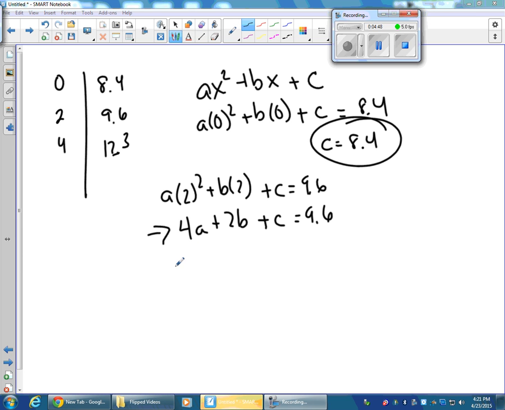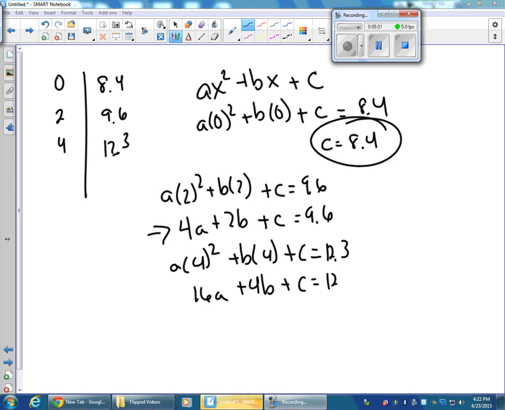And then the third equation is going to be a times 4 squared plus b times 4 plus c equals 12.3, which is 16a plus 4b plus c equals 12.3. So this is my third equation. All right, so I know what c is. It's 8.4. So basically I could go ahead and fill that in.